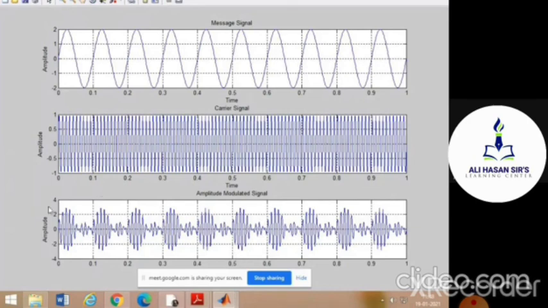I hope you have understood the concept using this simulation software: how to draw the graph and how to generate the AM modulation signal. Thank you.